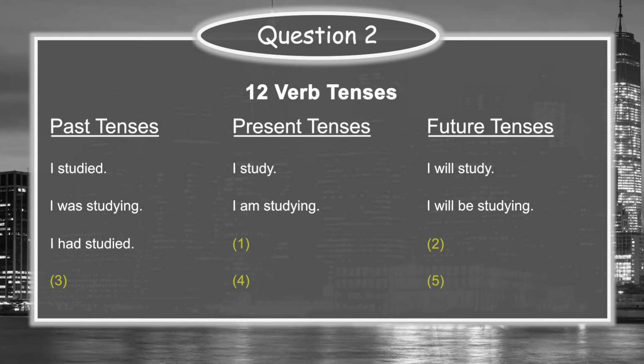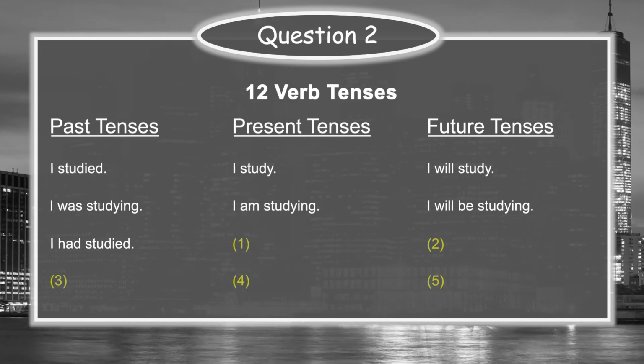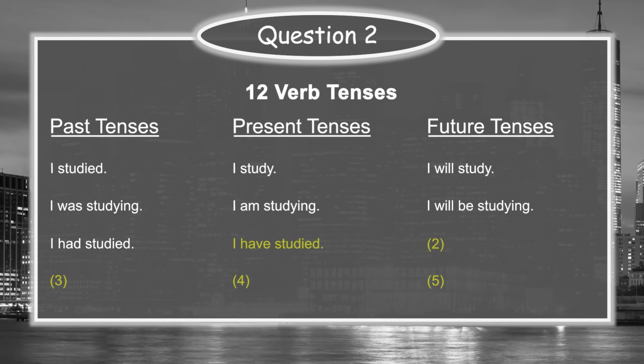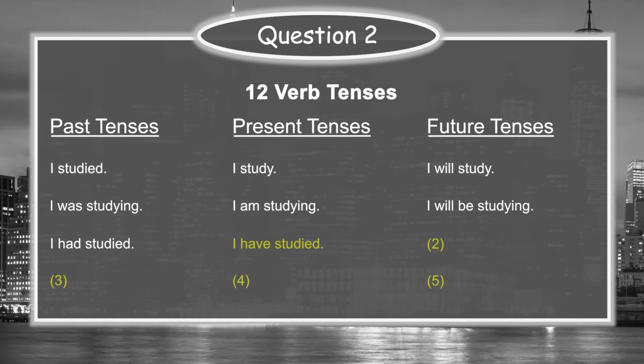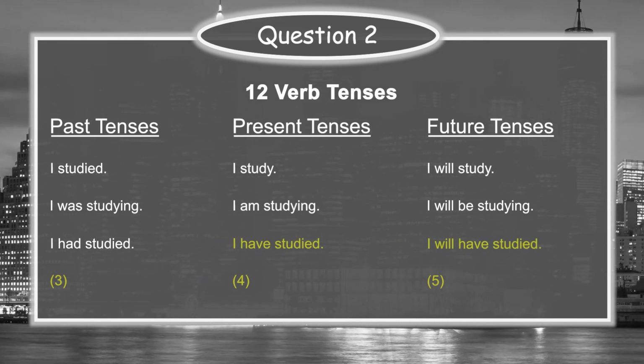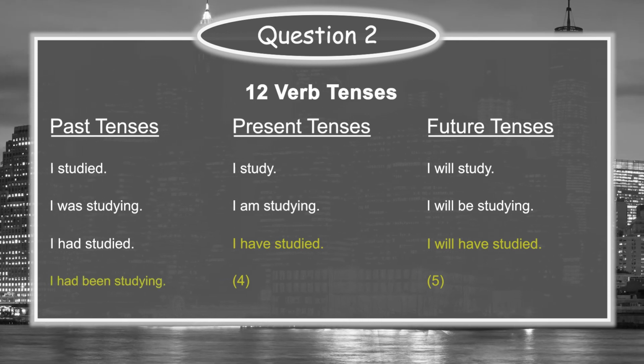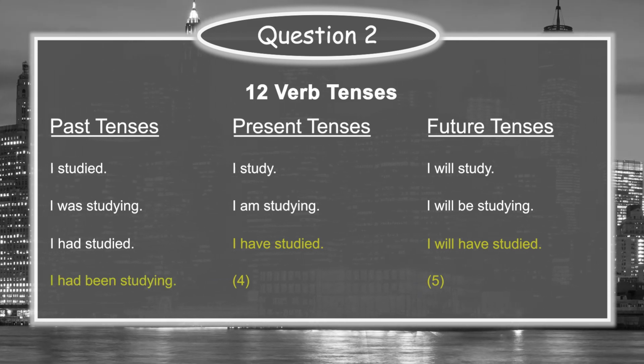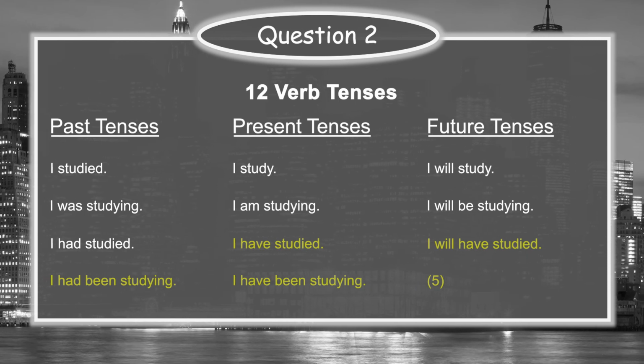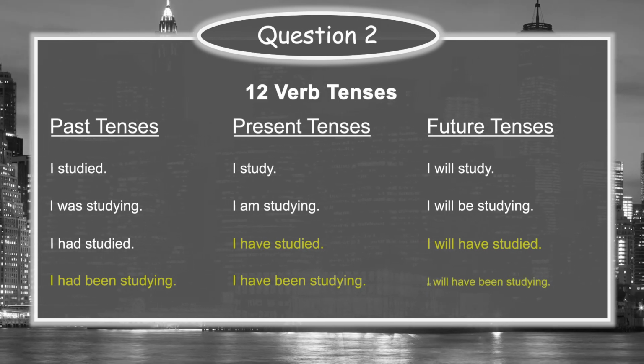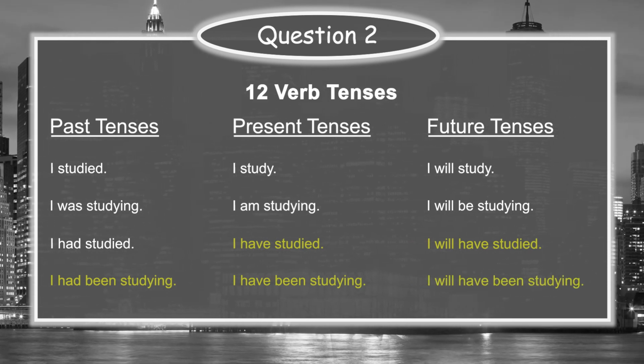The answers are: 1. I have studied. 2. I will have studied. 3. I had been studying. 4. I have been studying. 5. I will have been studying.